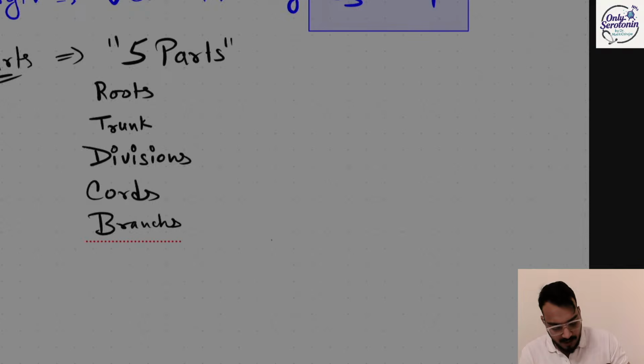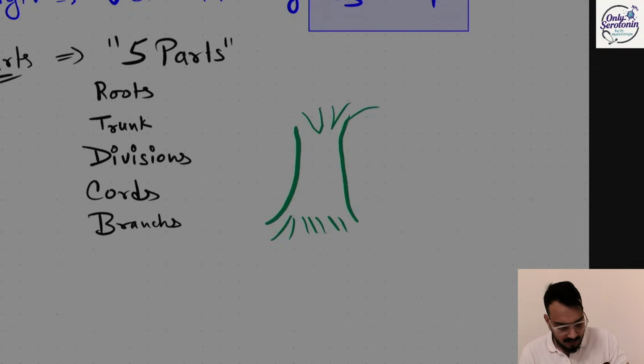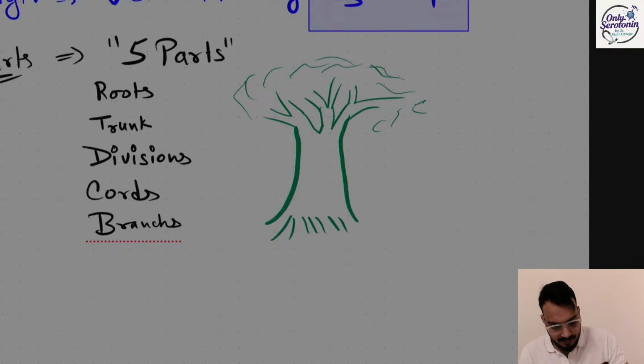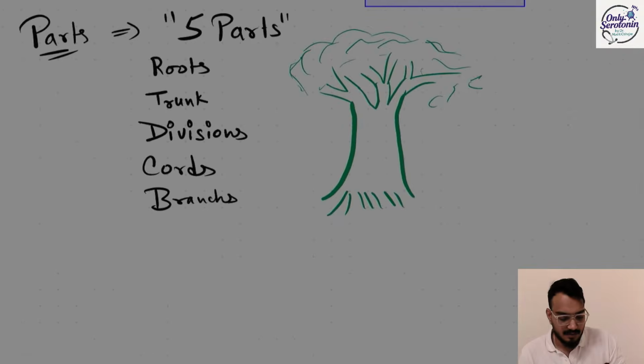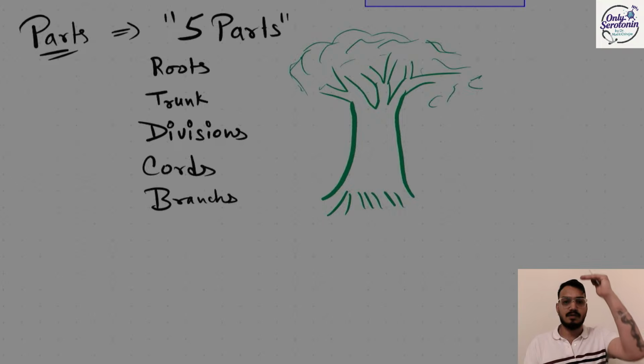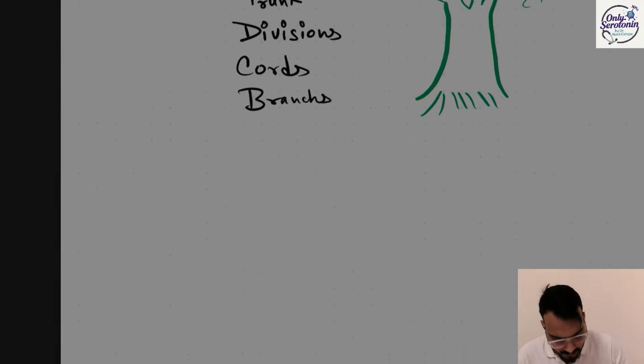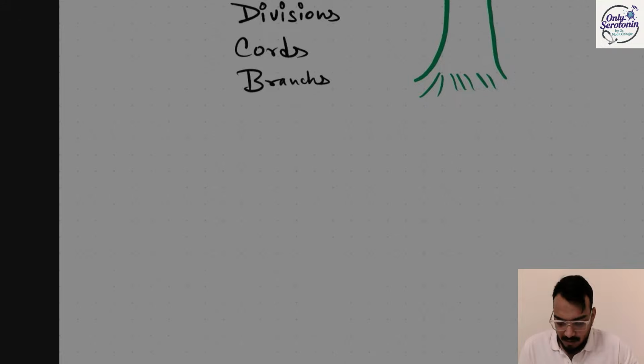How to remember it? We can make a tree for this, guys. We have the roots, then the trunk, then the divisions, then the cords, and in the last we have the branches. This looks something like a tree. So from the tree you can write roots, trunk, divisions, cords, and branches. Everyone has a different way to learn the brachial plexus, guys. My way is to make a story.